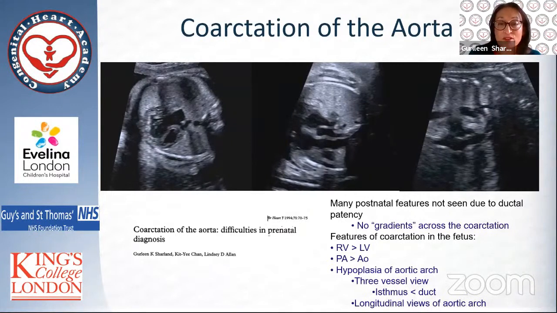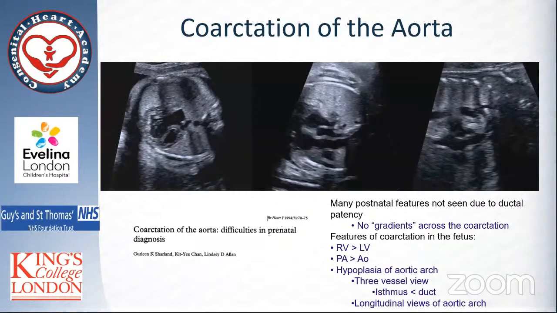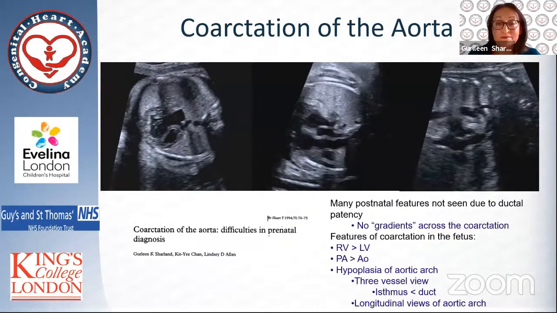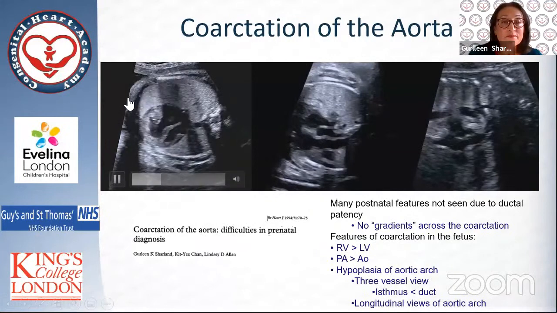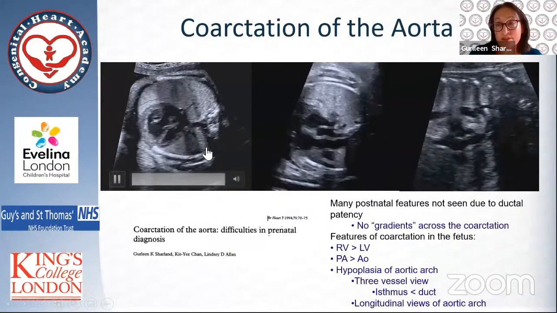In the early days, we gave a lot of focus to the right ventricle being bigger than the left ventricle, so the four-chamber view being asymmetrical. However, we've learnt in later years that actually it's the great artery disproportion that is much more important in this diagnosis, and in particular, hypoplasia of the aorta and the isthmus area. And you can assess this in 3 vessel tracheal views, and you can assess this in longitudinal views of the aortic arch. So just to show you, here is an example from a baby that had a coarctation.